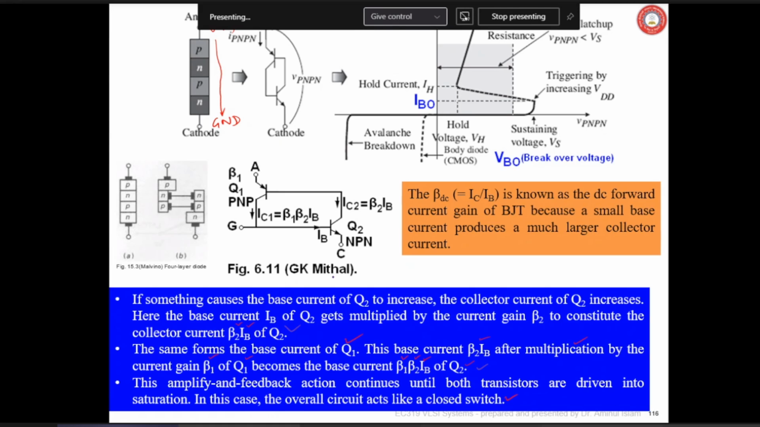Is it understood? The beta DC, normally denoted as beta DC equals IC by IB, is known as the forward current gain of the BJT, because a small base current produces a much larger collector current. This is all known to you, and it has been discussed in electronic devices in third semester. Am I correct, Rajwal?